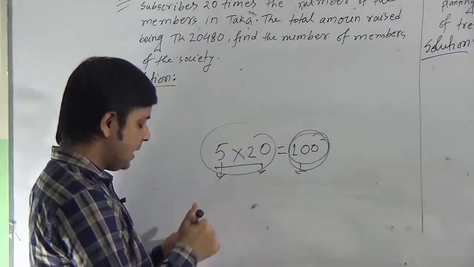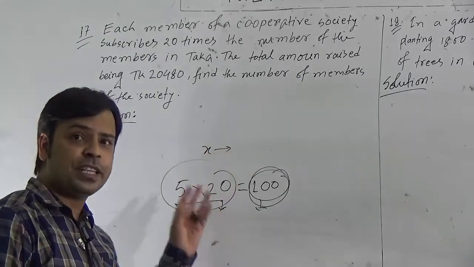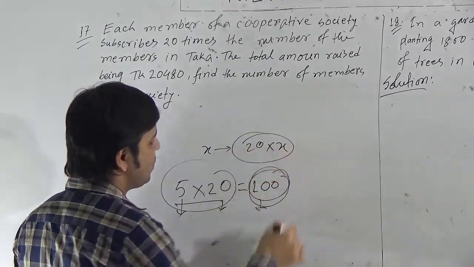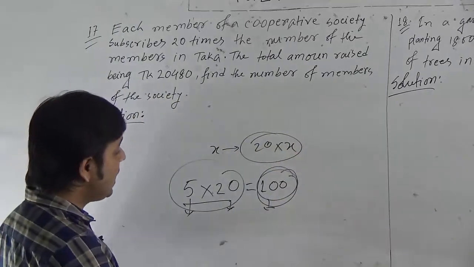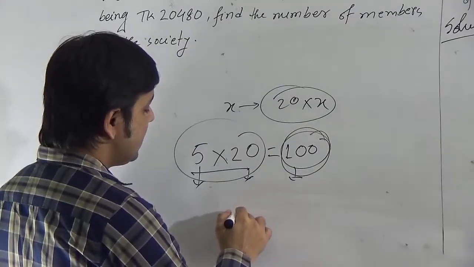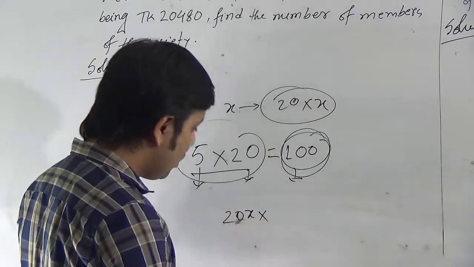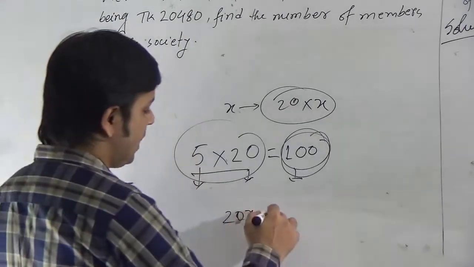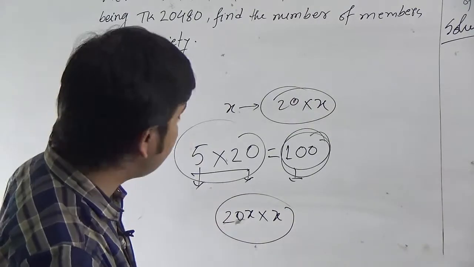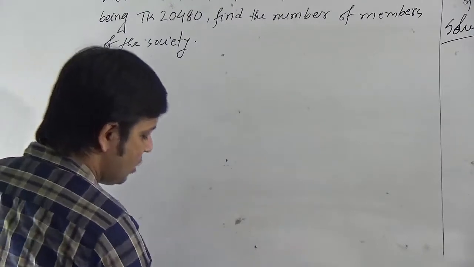If I take the number of members as X, the subscription of each member will be 20 times X, and the total subscription will be, then we have to multiply the subscription of each member by the number of members. In this way, I will solve this problem here. You can solve it in another method also, but I will show this method now.